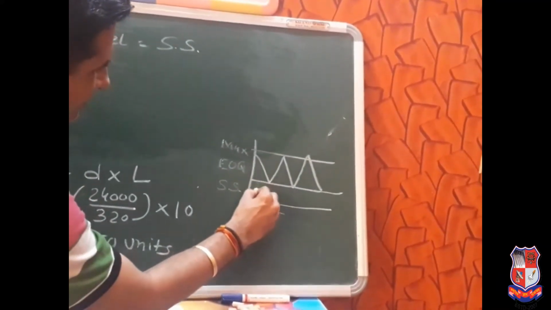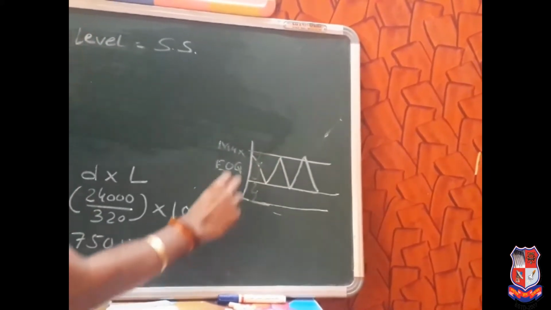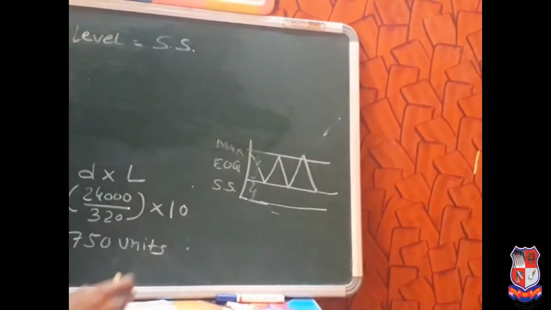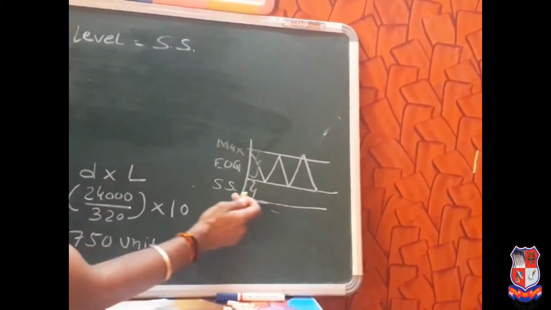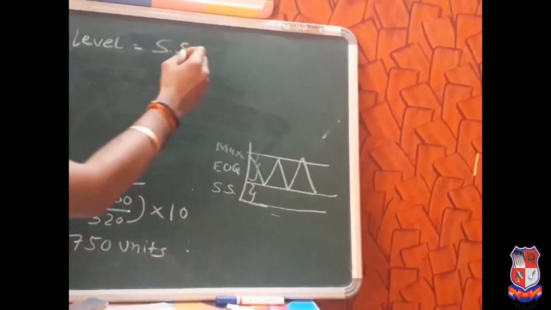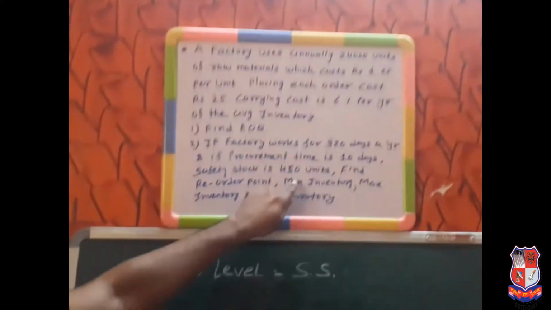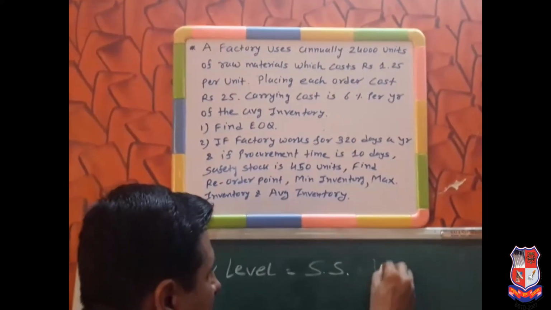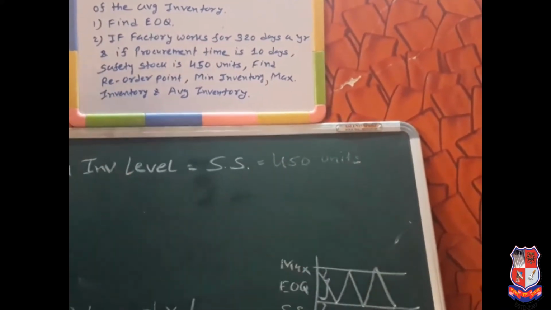This portion is the safety stock, this portion is the EOQ, and this level is the maximum. Okay, so this is the minimum level. Minimum level is nothing but the safety stock, and safety stock is also given in your example, equal to 450 units. So minimum level is equal to safety stock, which is equal to 450 units.